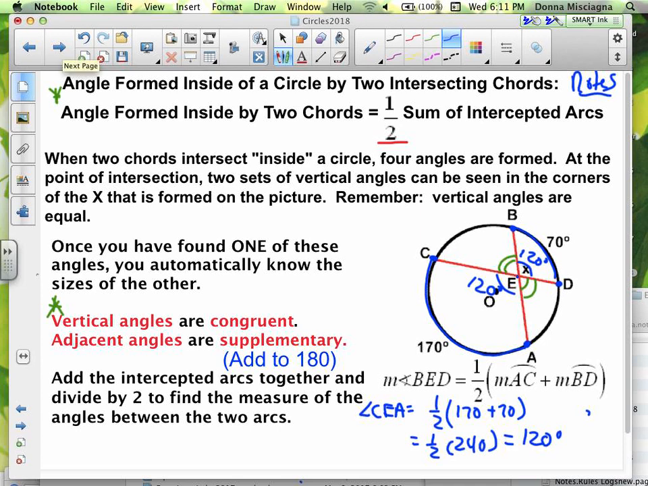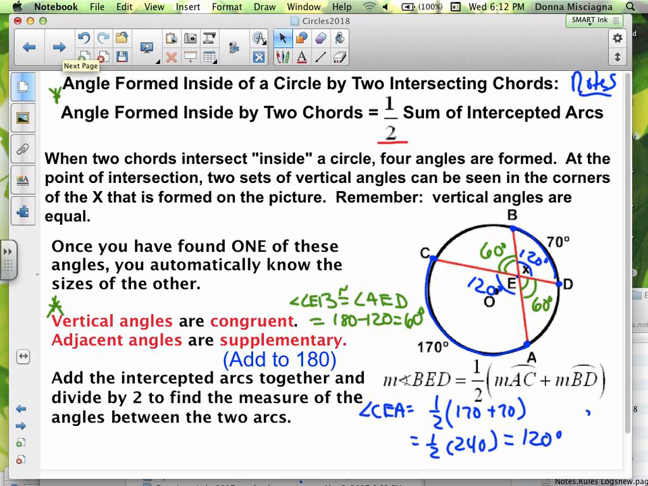Notice the arcs are not 120 degrees, just the angles. And then if we wanted to find the other two angles, all we would have to do is subtract from 180. So angle CEB is congruent to angle AED. And they're both equal to 180 minus 120, or 60 degrees. So those here are 60 degrees because they're supplementary. Right? So now we've solved this one.